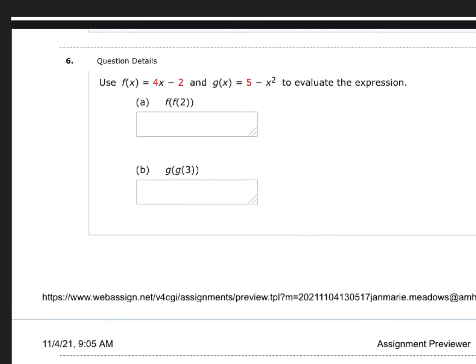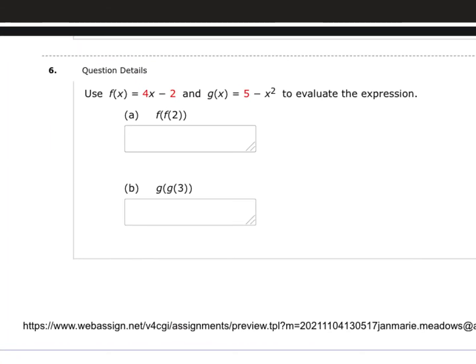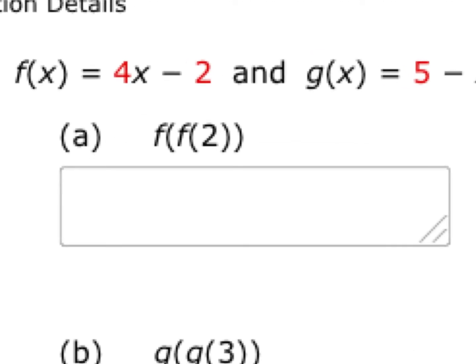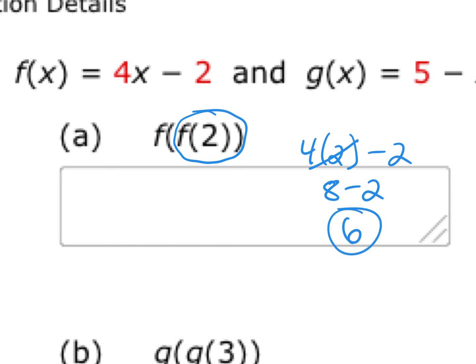Let's look at these. Look at this one. This problem is really simple if you know what it's saying. It's saying f is a composition of f. How did I tell you to work these problems out? Inside out. So the first thing I'm going to do is plug in what number into what function? I have 4 times 2 minus 2. Agreed? What is 4 times 2? 8. And 8 minus 2 is 6. So what you just figured out was when I plug 2 into the f function, I get a 6 out.